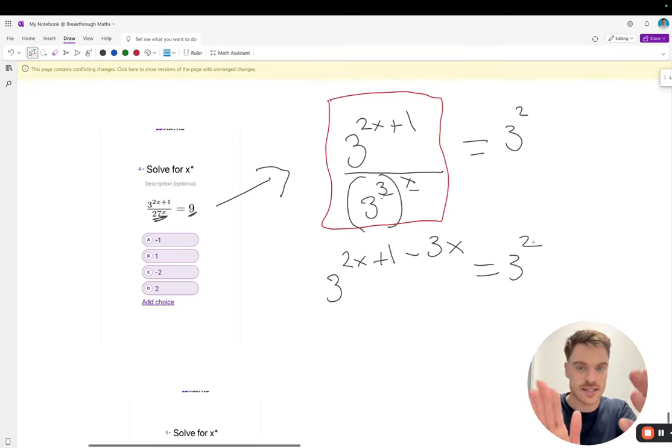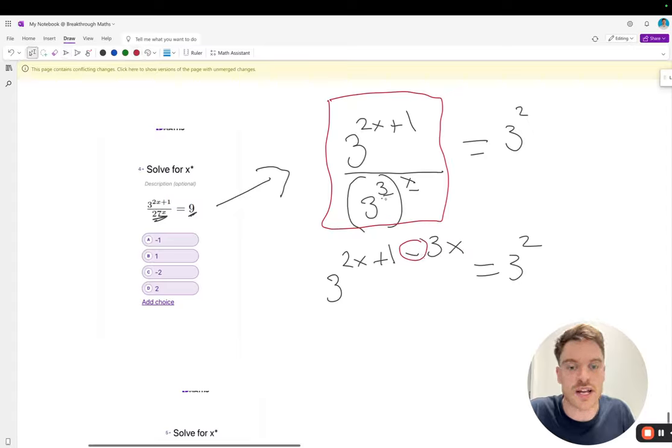Does that make sense? That's the crucial part. Because they're being divided, essentially dividing powers, you take them, minus 3x, and 3 by x gives me 3x. That's where it comes from. Does that make sense? And you just finish it off from here. 2x take 3x is just minus x. So 1 take x is equal to 3 squared, and you can finish it off.